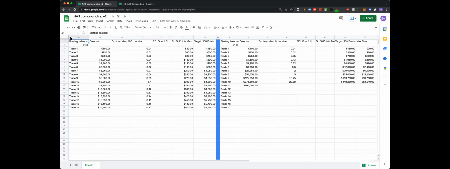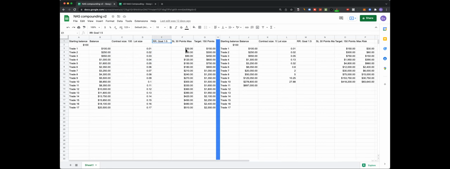Now this is a medium between these two. Okay, so this is a slower growth account. So when you want to be more conservative, but you still want to work your way through the spreadsheet, with this one, you're starting with a $100 balance with a 0.01 lot size. Basically, the lot size increases for every $100 you have. So for a $100 balance, you're taking 0.01. For a $250 balance, 0.02. $550, 0.03. $1,000 is 0.04. Okay, so we're just increasing the lots as we progress.